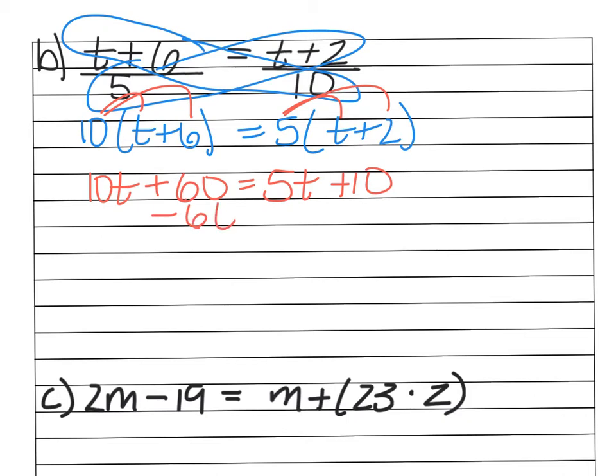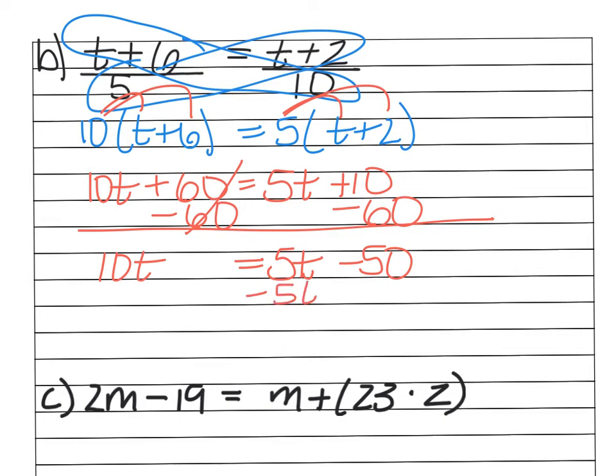I got to get our numbers on one side. So I got to combine my like terms here. 10 minus 60 is negative 50. I have to subtract 5t to the other side to get my variables together. I have 5t equals negative 50. And I'm going to go ahead and divide by 5 to both sides. I get t equals negative 10.